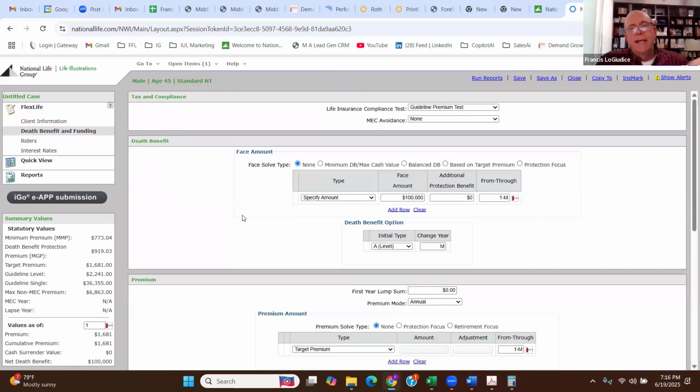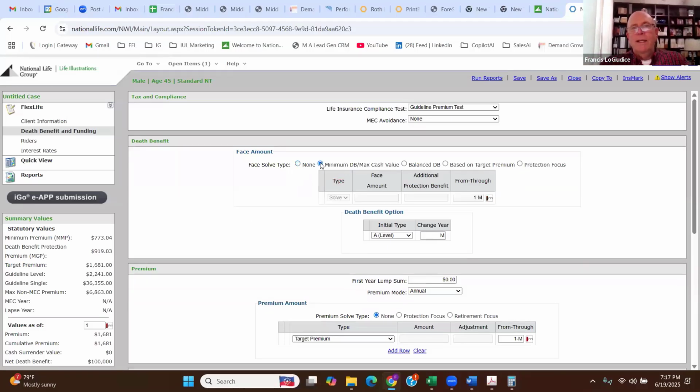America used to not, and now they have an option A and B. They used to never have an option A and B because it wasn't really a real IUL. It was permanent life insurance. But that's neither here nor there. So when it comes to National Life Group, I normally will start right here.